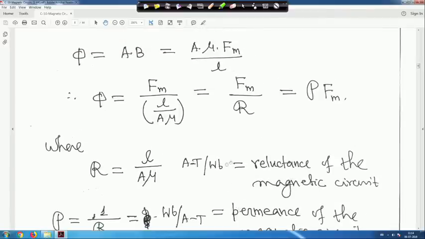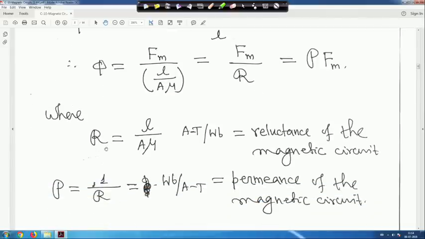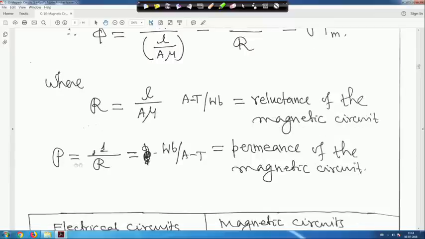Actually, if you compare with the DC circuit, Fm is like the voltage or EMF in a DC circuit; here it is MMF. Phi is analogous to the current in a DC circuit, it is the flux. R, the resistance in a DC circuit, is analogous to the reluctance in the magnetic circuit. And the permeance in the magnetic circuit, 1 upon R, Weber per ampere turn, is analogous to the conductance G equal to 1 upon R in the DC circuit.